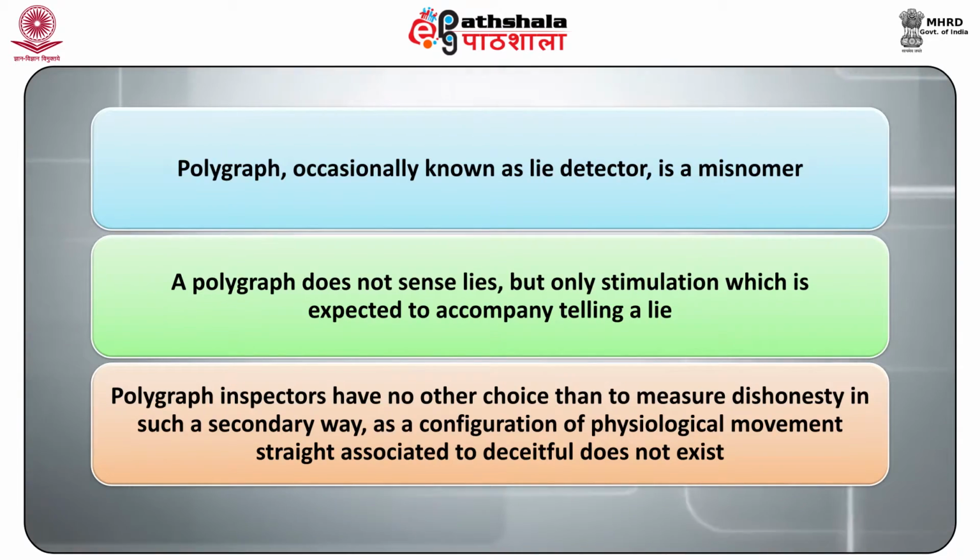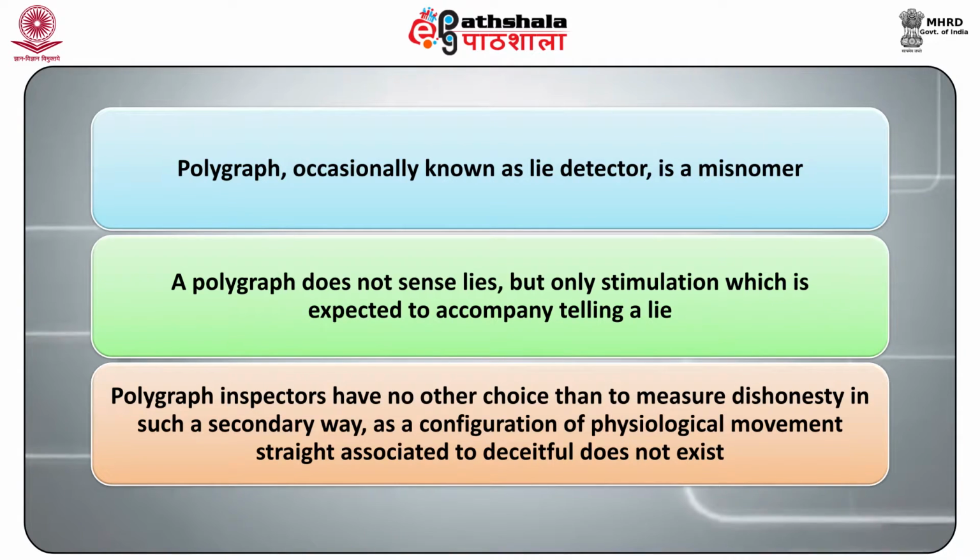The polygraph is occasionally known as a lie detector, which is a misnomer. A polygraph does not sense lies, but only stimulation which is expected to accompany telling a lie. Polygraph inspectors have no other choice than to measure dishonesty in such a secondary way, as a pattern of physiological activity associated with deceit does not exist.